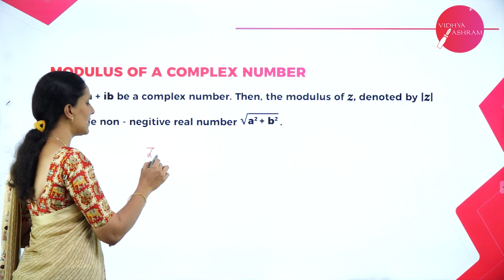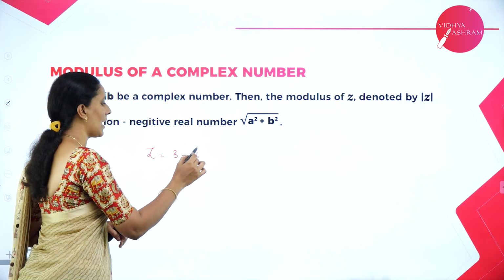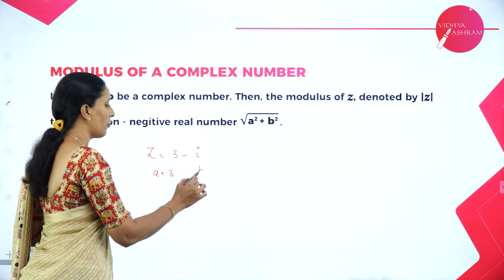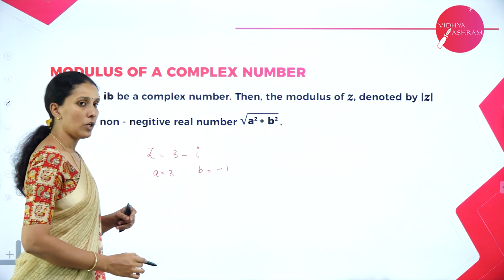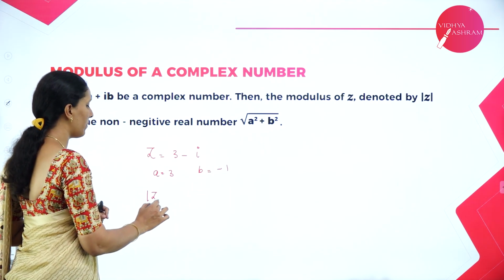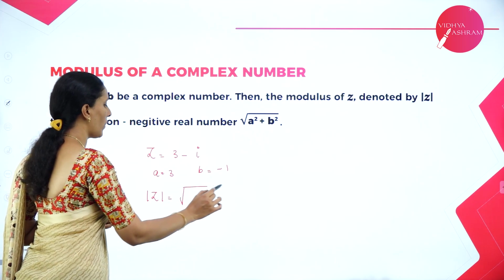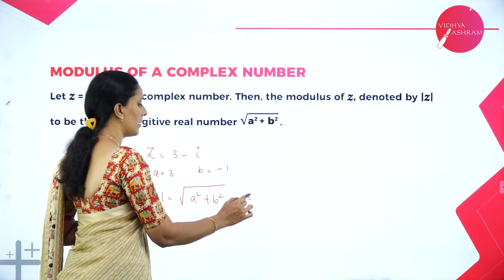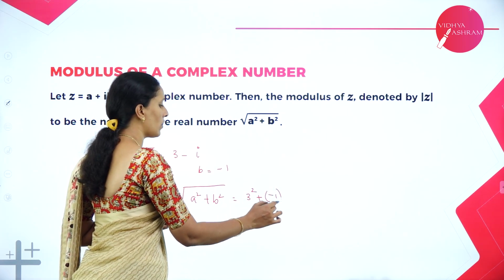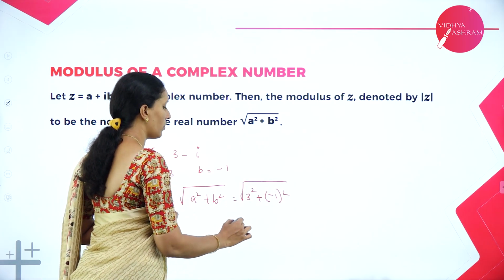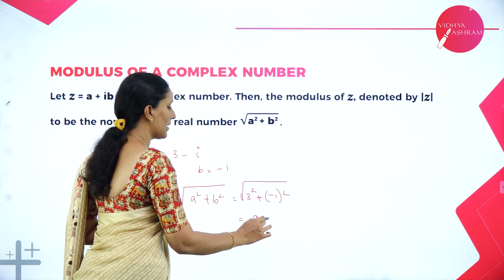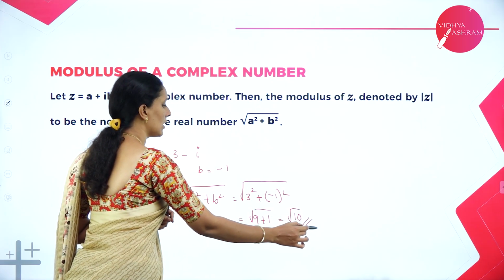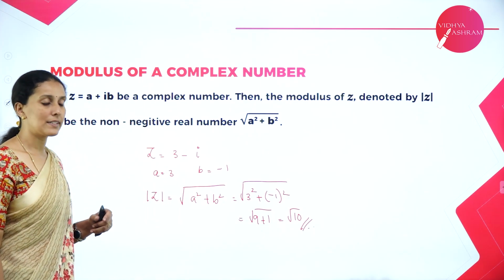Suppose I have z equal to 3 minus i. What is the value of a here? It is 3. What is the value of b here? It is minus 1. So the modulus of z, denoted by mod z, is the square root of a square plus b square, which is the square root of 3 square plus minus 1 whole square. So it is equal to the square root of 9 plus 1, which is root 10. This is the modulus of the given complex number.